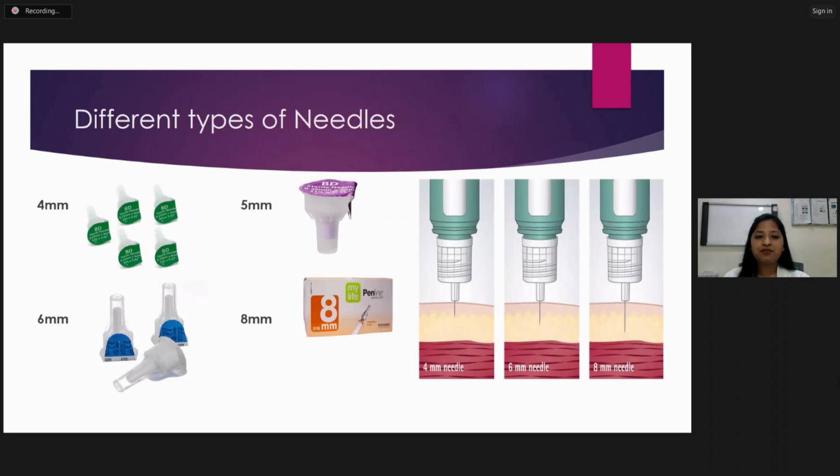So we have different types of needles for the insulin pens. They come in 4 mm, 5 mm, 6 mm, 8 mm, and 12 mm, but what we usually use is 4 mm, 6 mm, and 8 mm. The size of the needle totally depends on the BMI and the fat of the patient. 4 mm is usually for kids and very lean patients. 5 mm or 6 mm is for normal adults, and 6 mm, 8 mm and above is for obese patients.